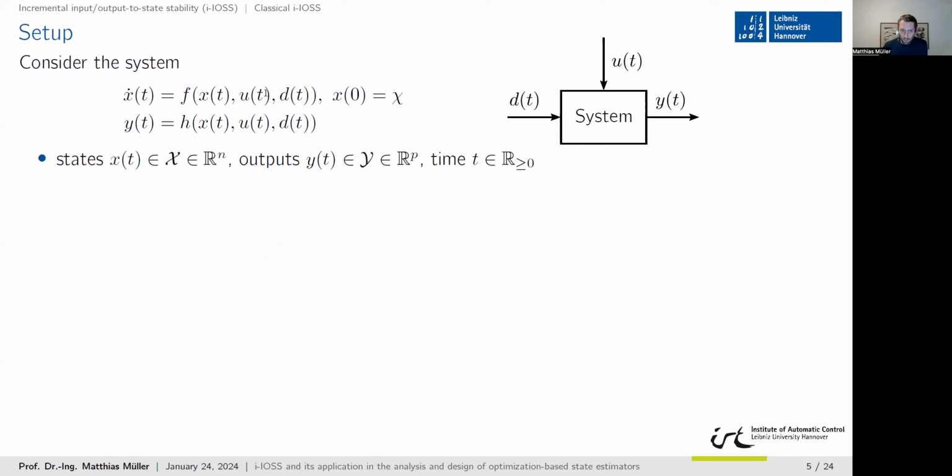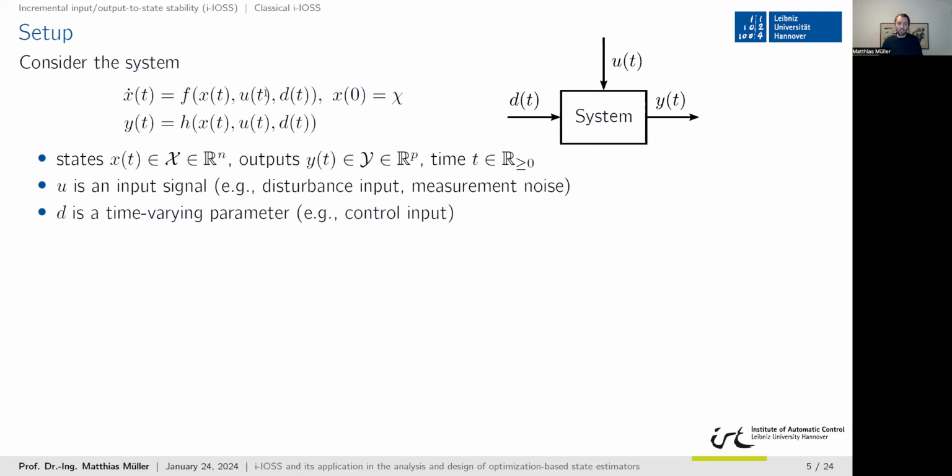And again, the states are denoted by x, the outputs by y, and time t. And as I said, u is an input signal, right? Disturbance inputs, measurement noise, so a disturbance input signal. And d is some time-varying parameter signal that I know, for example, control inputs.